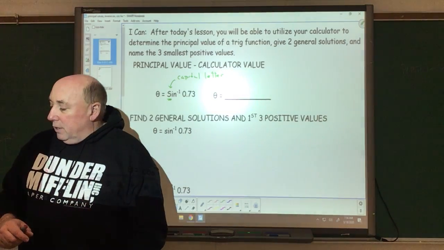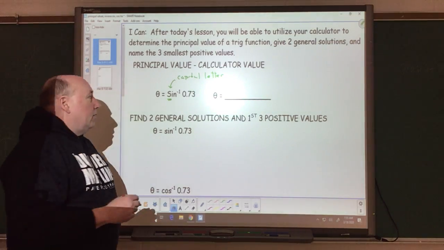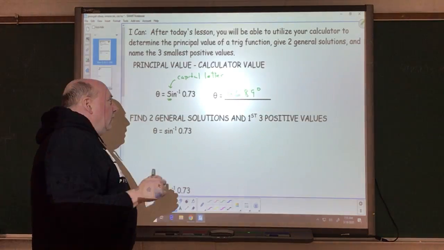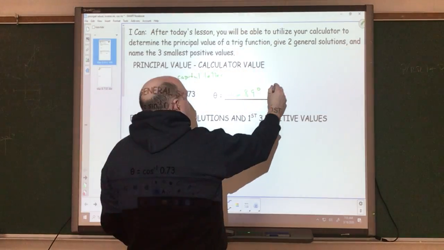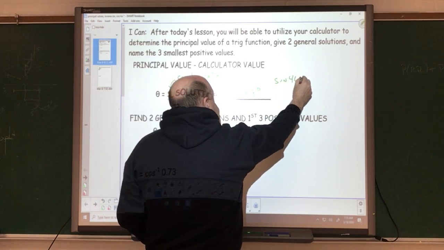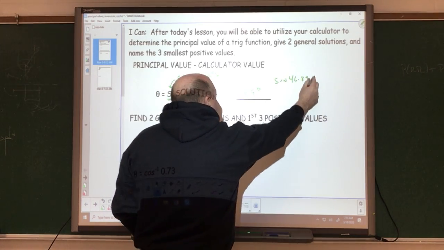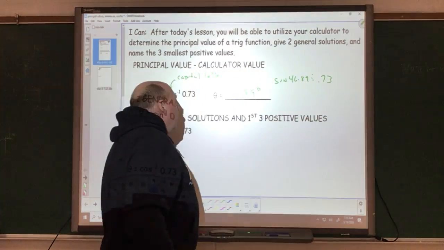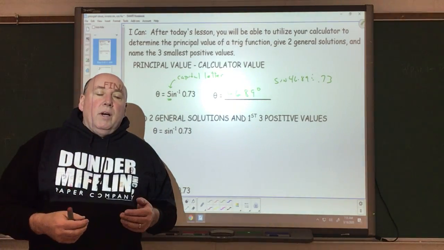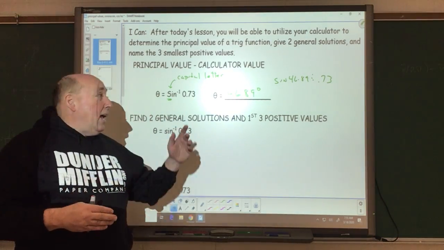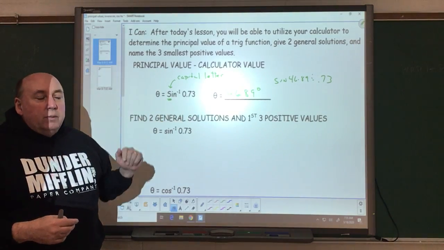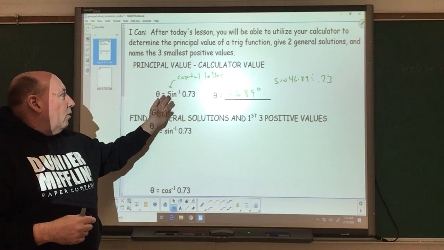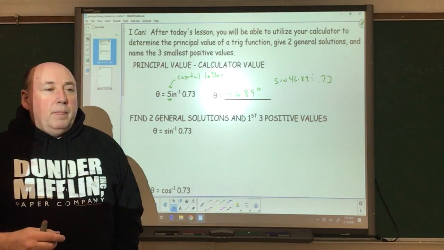And what you should get is 46.89 degrees. Which tells us if I would take the sine of 46.89 degrees, it's going to approximately equal 0.73. Once again, when we have this inverse sine here, what we're talking about is the angle whose sine is 0.73. Okay, remember our translation we talked about the other day. The angle whose sine is 0.73.